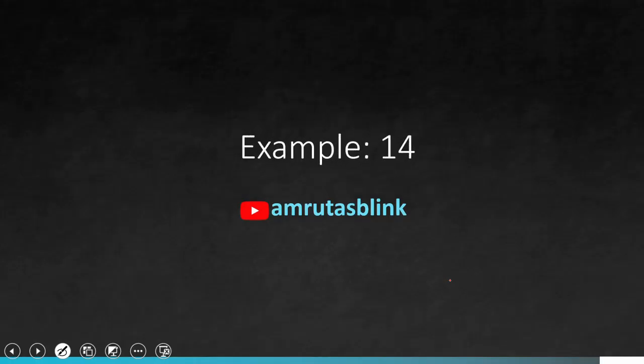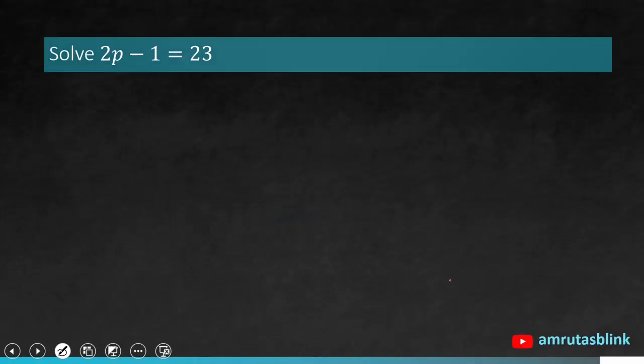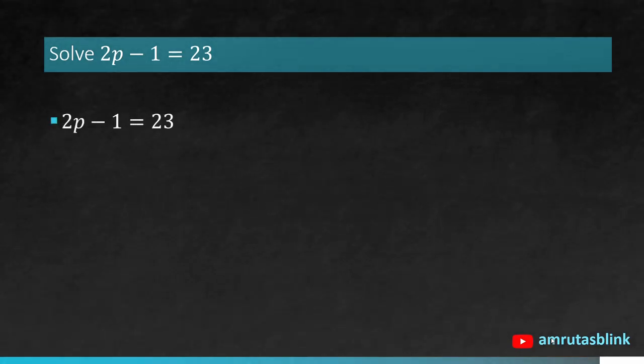Example 14. Solve 2p minus 1 is equal to 23. Now there are two terms on the left hand side. 2p is one term and 1 is another term.